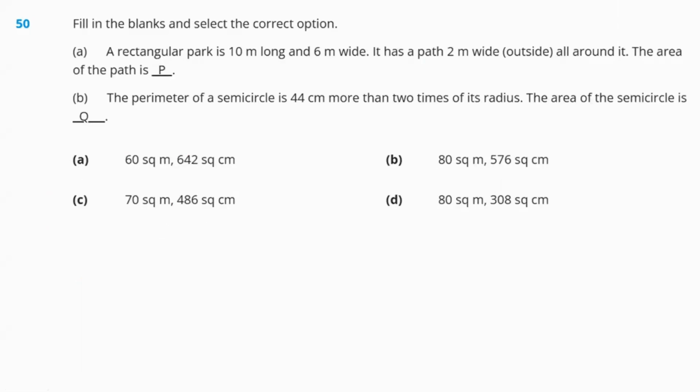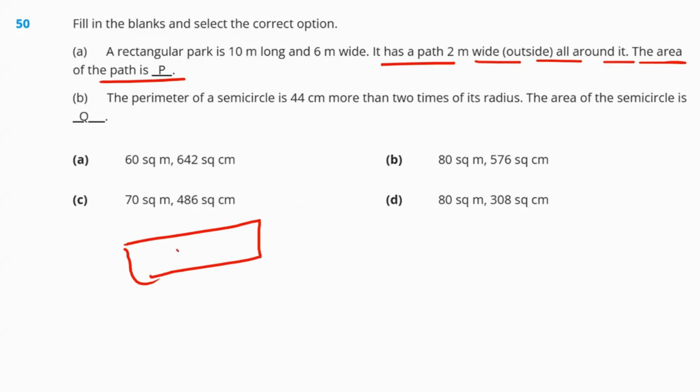A rectangular park is 10 meter long and 6 meters wide. It has a path 2 meter wide outside all around it. We have to find the area of the park. Okay, so what's the area of the park first? Excluding the path. That's 10 into 6, just multiplying the length and breadth. That gives me 60 meters square.